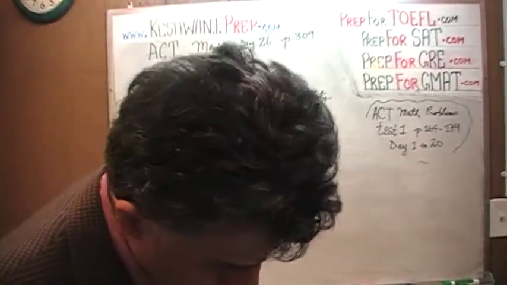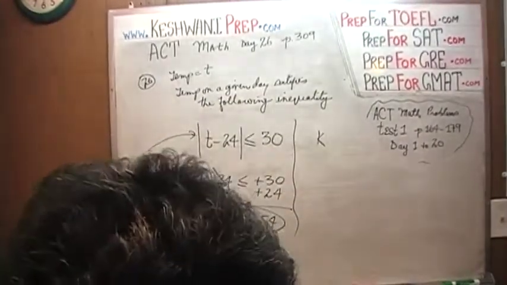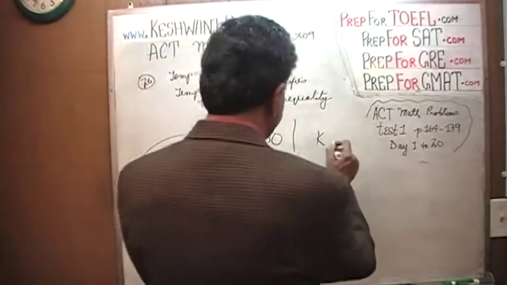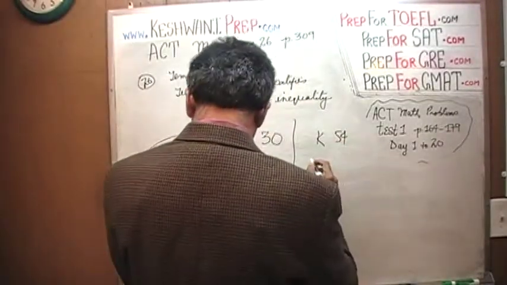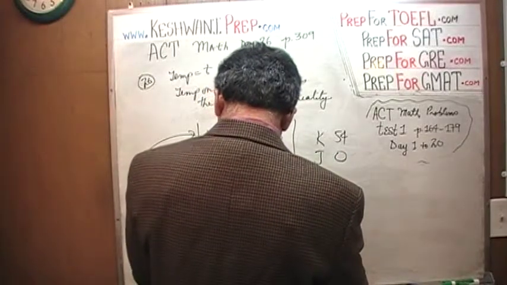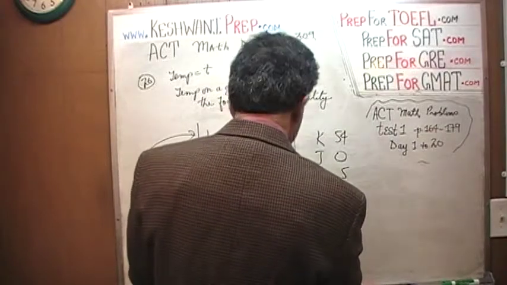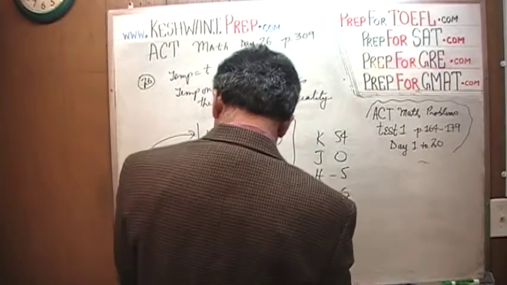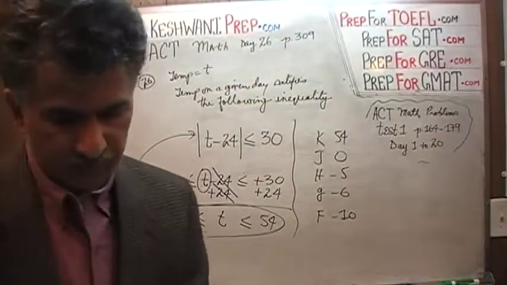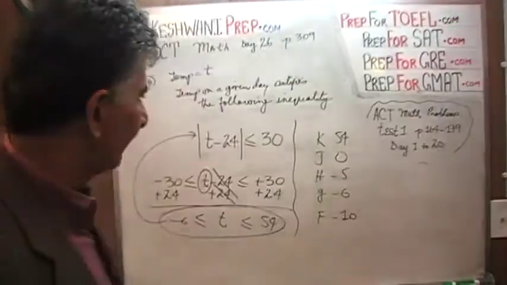I did not write down all the answers, so I have to copy them from here. K is 54. J is 0. H is negative 5. G is negative 6. And F is negative 10. Well, obviously you can tell why I'm writing them in this order, because I don't want to give the game away. We're going to build a little suspense here.